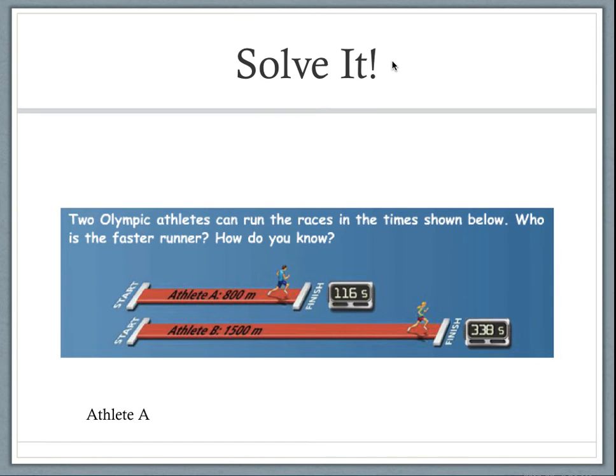Okay, the correct answer is athlete A. And you can do meters divided by seconds to see which one has the faster, who can run more meters in a second.